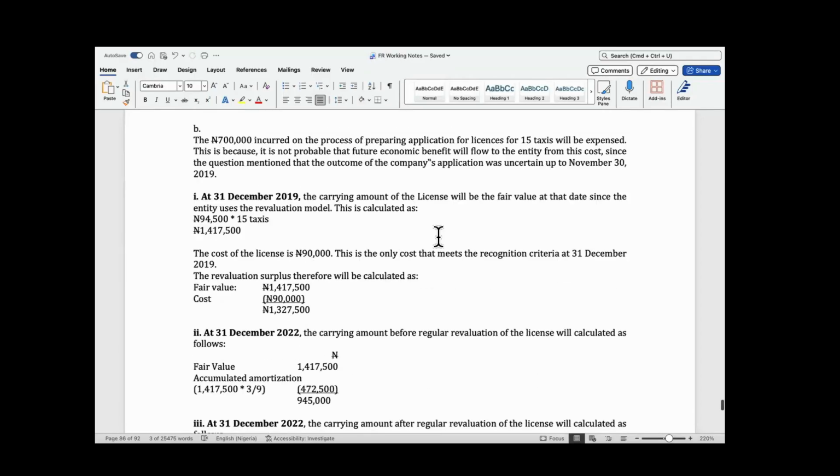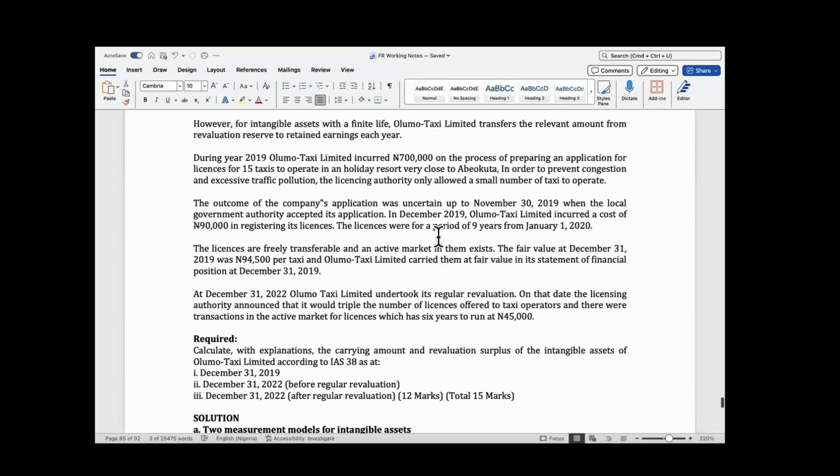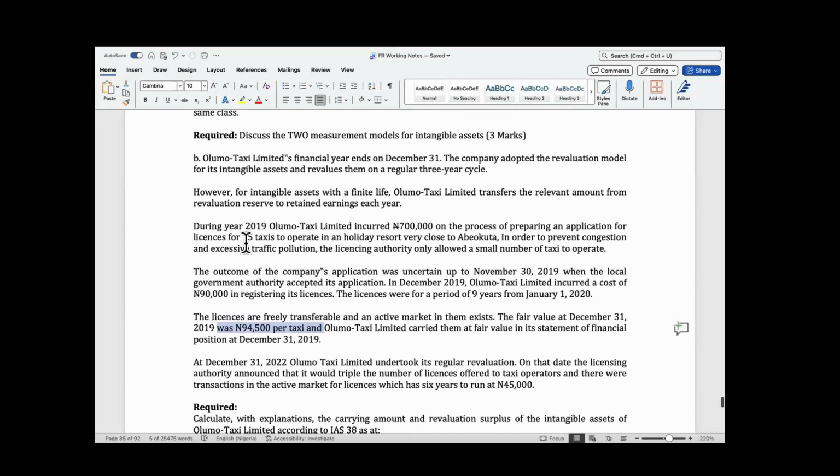So you cannot assume the one that was for per taxi. The examiner was so specific for this one, that it was for each taxi. So this one, they said it paid 90,000 to register its licenses. Okay, yeah, it's actually very good.